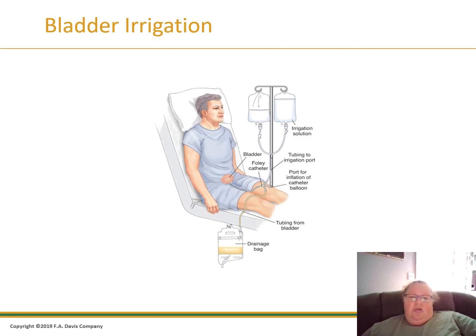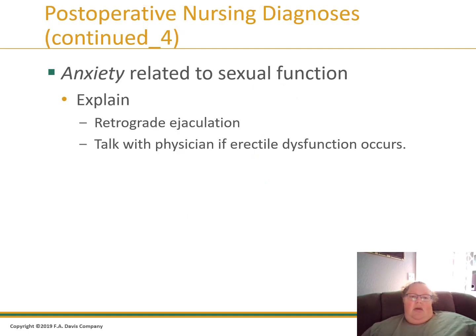These are huge 5,000 ml bags of saline, and you can do it intermittently where you're flushing the bladder, to make sure that you're diluting any blood clots that might be coming in. Anxiety related to sexual function: explain retrograde ejaculation and talk with the physician if erectile dysfunction does occur.